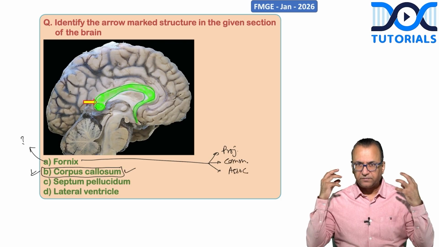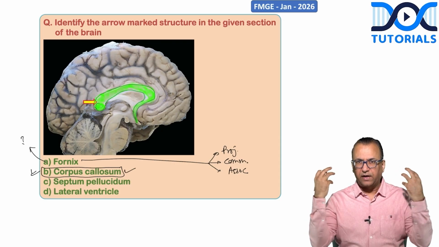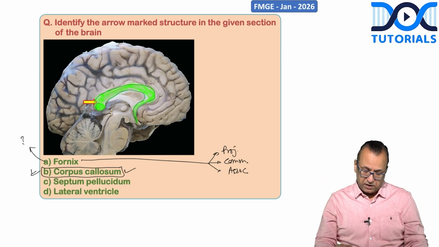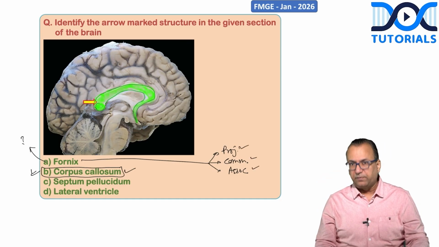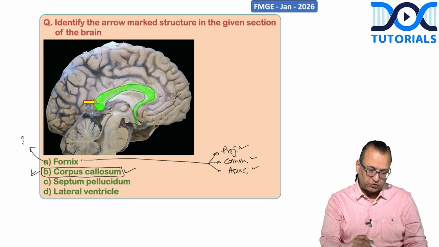Association fibers means the fibers, the axons are not going to cross the midline. They'll keep connecting the component of brain on the same side. There will be association fiber. So fornix will have all the three fibers basically. But where is fornix? Let us show the fornix also.